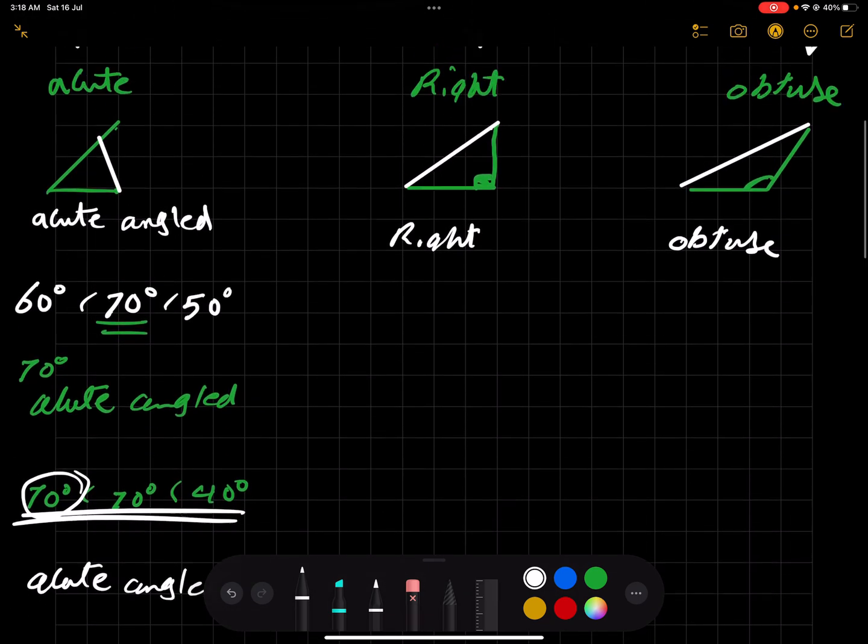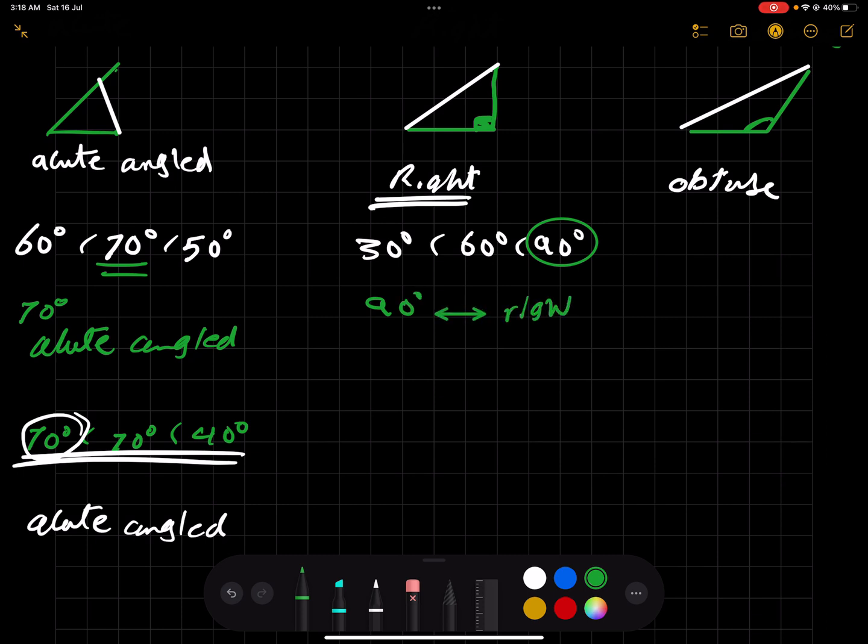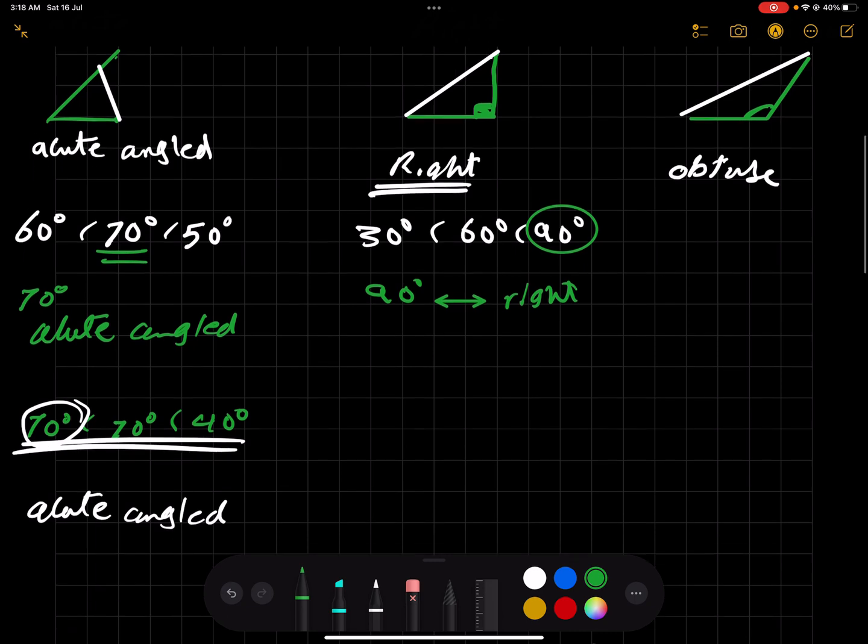So let's move to another point. What about the right? If the first one is 30 degrees, the next one is 60, and the third one is 90, and you want to classify this triangle, it's going to be a right angle triangle. You have to determine which one is the greatest. You will find 90 is the greatest one here, and the type of the triangle will be right, because 90 is right. So this is going to be a right angle triangle.